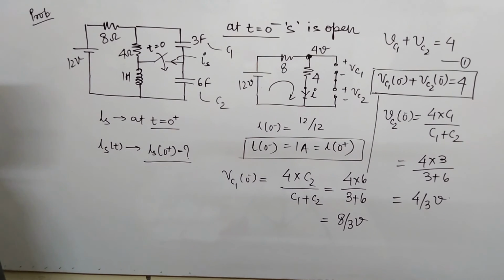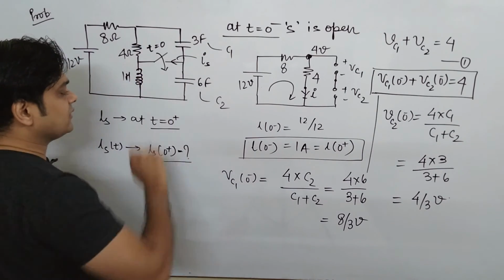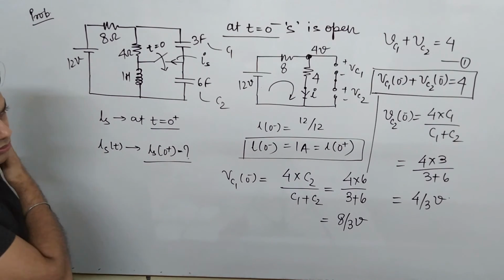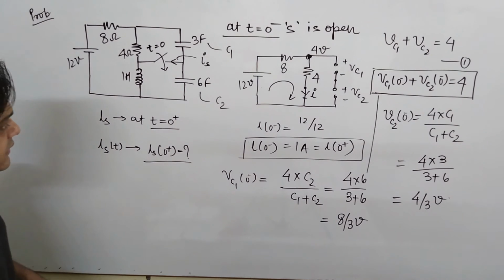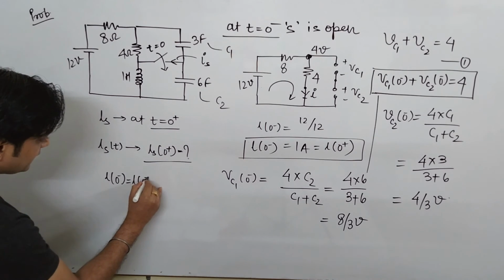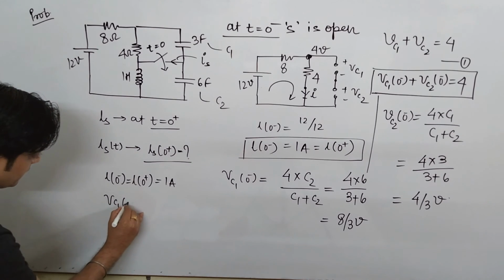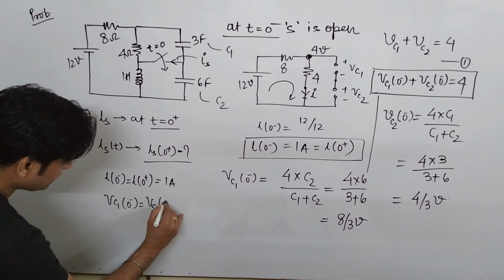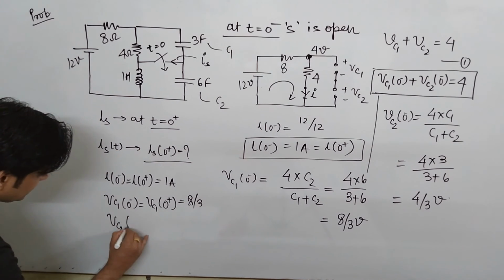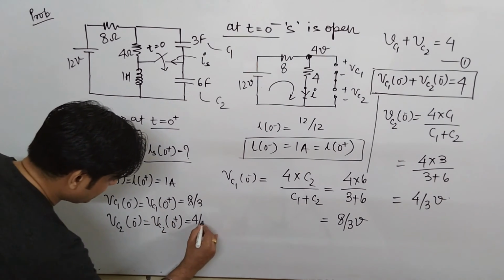So in this manner you identify that this inductor is also initially charged and the capacitors are also initially charged. Once you identify this condition, you have to directly draw your circuit at t equal to 0 positive. For the time being I am writing here the initial current, that is I(0-), that is I(0+), is 1 ampere, and Vc1(0-), that is Vc1(0+), is equal to 8 by 3 volt. Similarly Vc2(0-), Vc2(0+), is 4 by 3 volt.